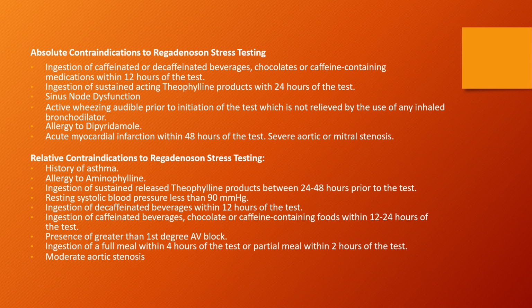Now, relative contraindications are a general history of asthma, allergy to aminophylline, ingestion of sustained release theophylline products between 24 and 48 hours, resting systolic blood pressure less than 90, ingestion of decaffeinated beverages within 12 hours, ingestion of caffeinated beverages within 12 to 24 hours, presence of greater than a first-degree heart block, ingestion of full meal within 4 hours of the test or partial meal within 2 hours, and moderate aortic stenosis.